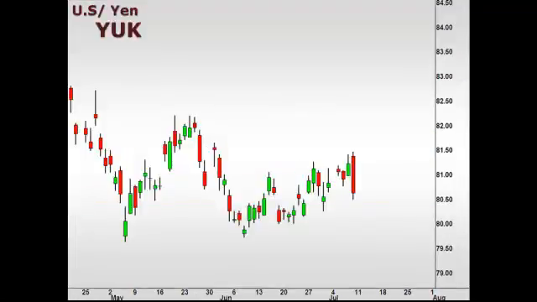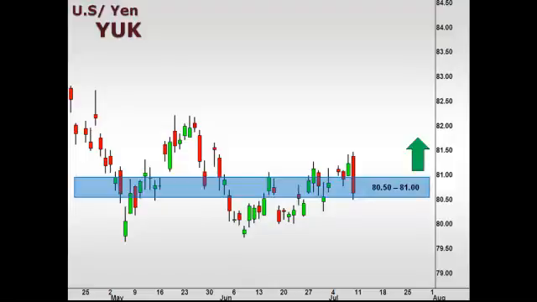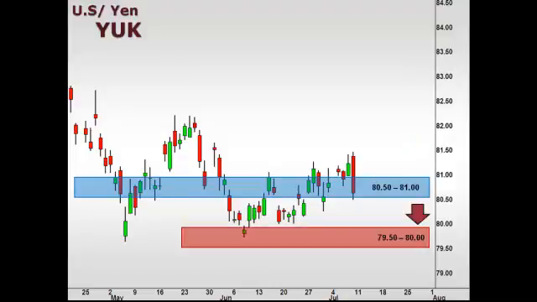Let's take a look at the U.S. dollar versus the Japanese yen as seen here in the YUK. Well, the YUK closed on the lows on Friday, but sits at a key support level. A break above 81 lends credibility to a move higher. A break below 80.5 is likely to retest the lows down at 79.5, 80.